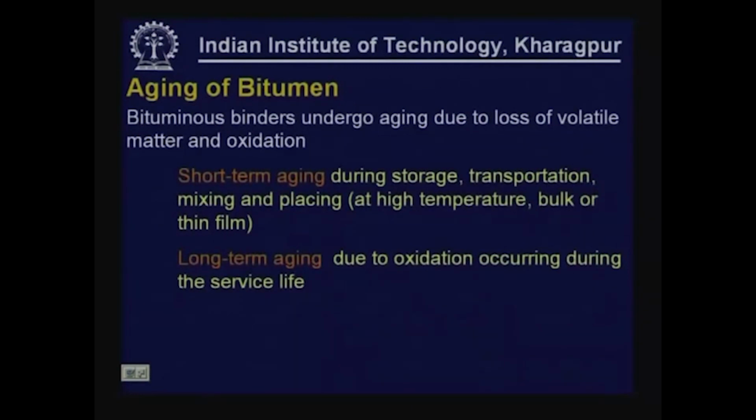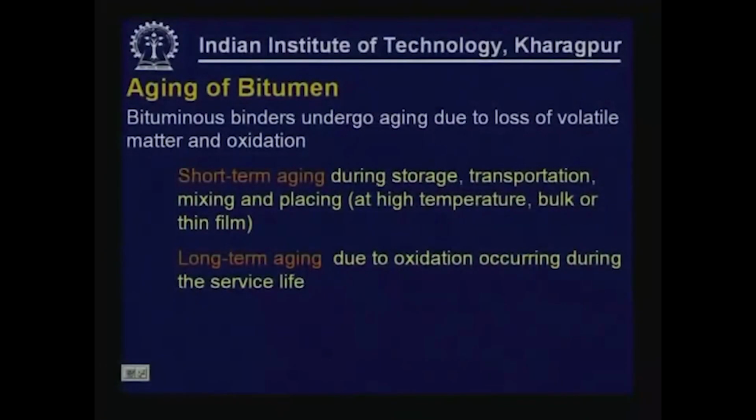Bituminous binders basically undergo aging due to the loss of volatile matter and oxidation. We know that there is certain amount of volatile matter present in bituminous binders. With time and in certain conditions, the volatile matter is going to be lost. So, that is one change that is going to happen to the bitumen with time. The other change is the components of bitumen, as we discussed in broadly speaking terms, asphaltenes, resins and oils, they get oxidized. Oil could get oxidized to form resin and asphaltene. Similarly, resin can get oxidized to form asphaltenes. So, there is going to be some change in the chemical characteristics of the binder with aging.